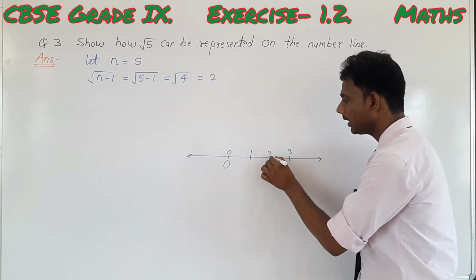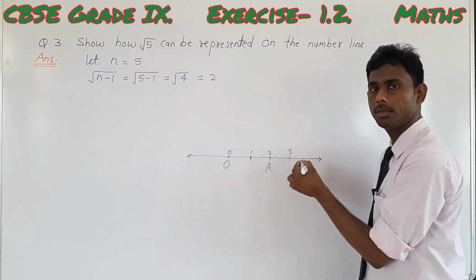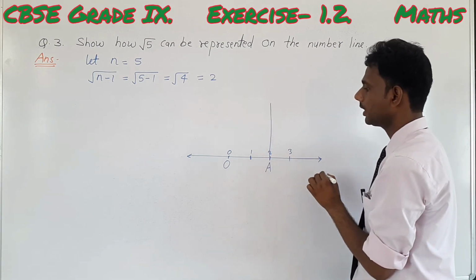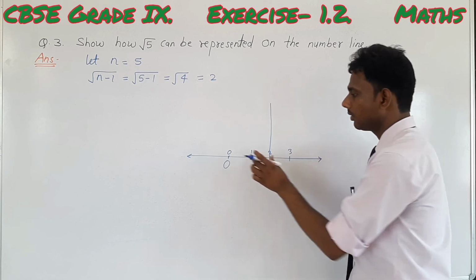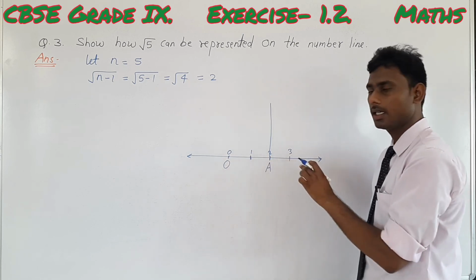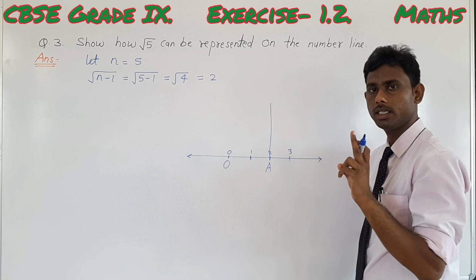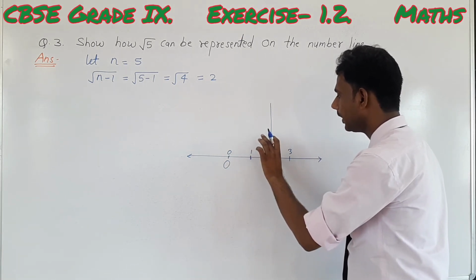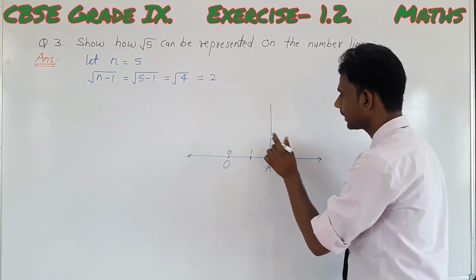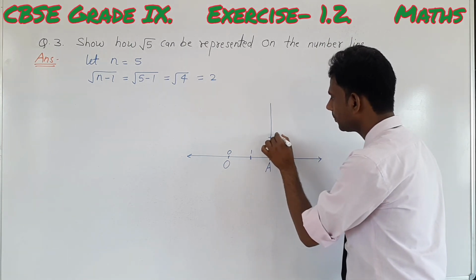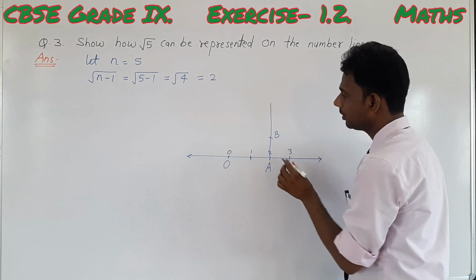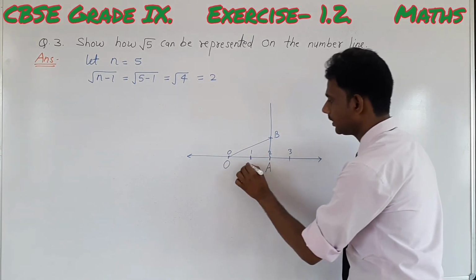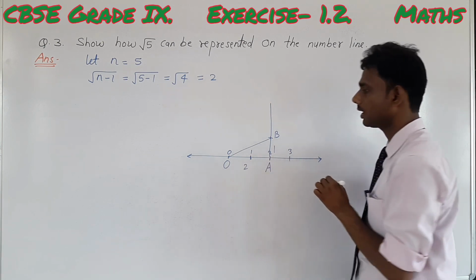Now at point A, draw a perpendicular line with the help of a protractor. This is the perpendicular line. Now, always on the perpendicular line you take 1 unit distance. Take 1 unit distance in the compass and at point A you cut an arc. This is the point B. Now join OB. This is the 2 unit length. It is 1 unit length.